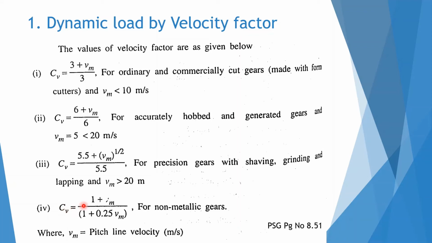And the fourth one, Cv is equal to (1 + Vm) / (1 + 0.25 Vm), and this is for non-metallic gears. These equations are in the PSG data book, page number 8.51.